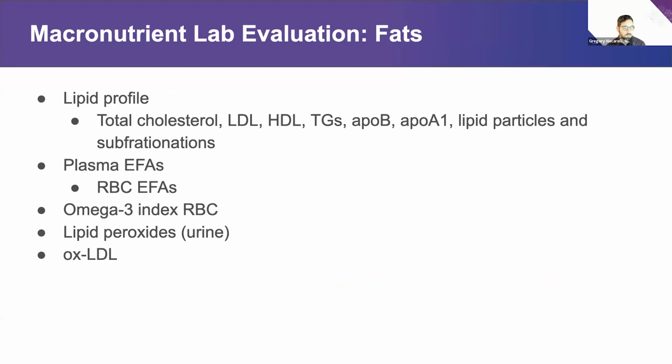And from those, you can calculate an omega-3 index, which looks at the percent of omega-3s in the red blood cells. Lipid peroxides, which is typically run in the urine, look at how many of these lipids have been exposed to peroxides. And then oxidized LDL looks at the amount of oxidized fats in an LDL particle.